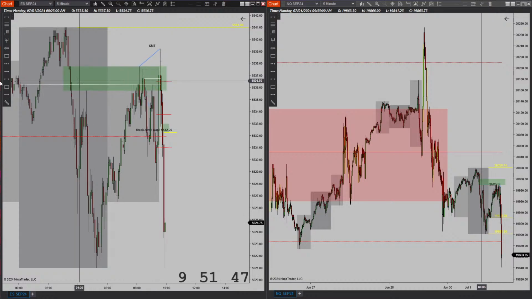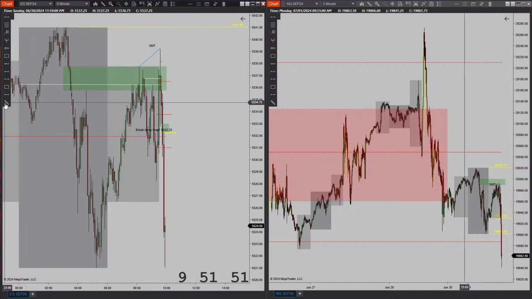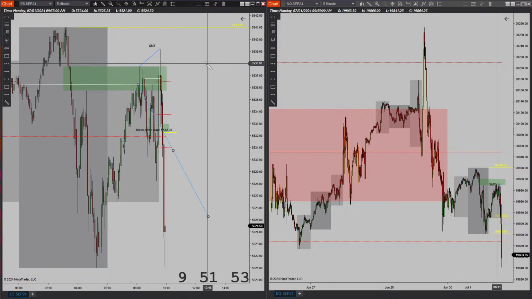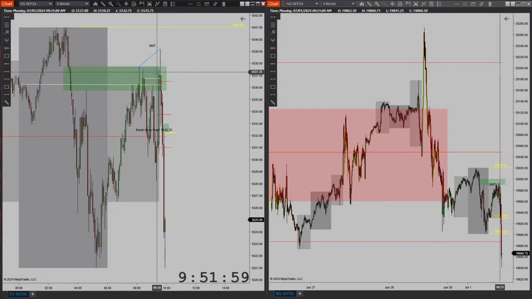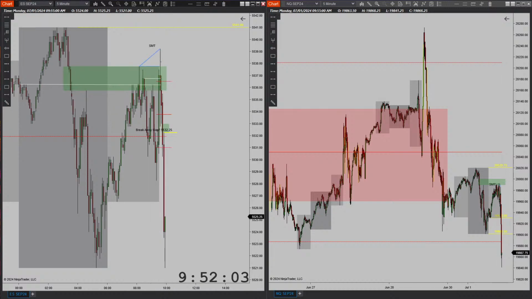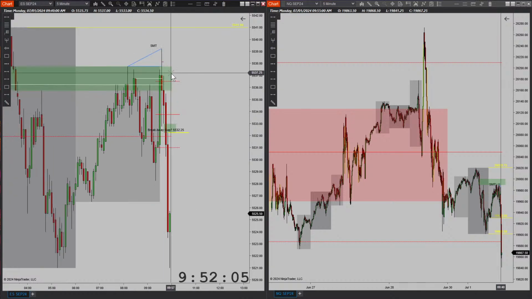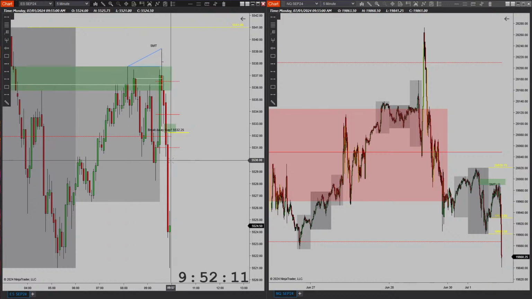this. Wait, where is this here? Nope, it's this one. Nope, not that one. There we go. Horizontal. Okay. So price took out this 15-minute liquidity pool, took out this dealing range here, and created and violated the dealing range up here.